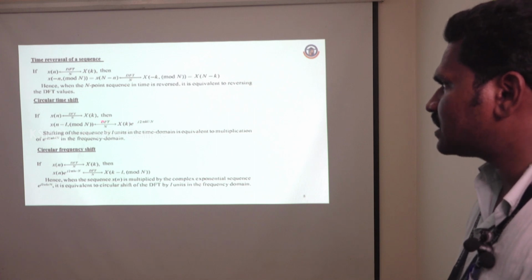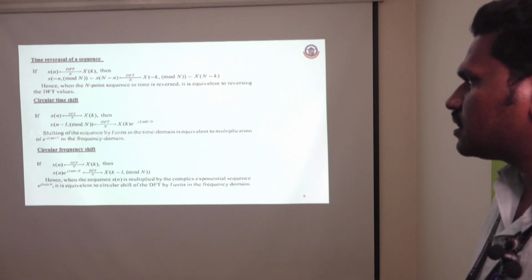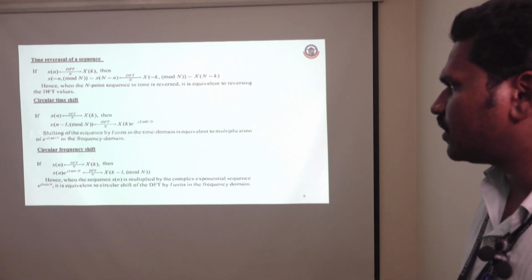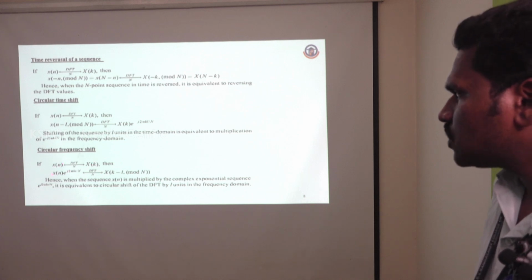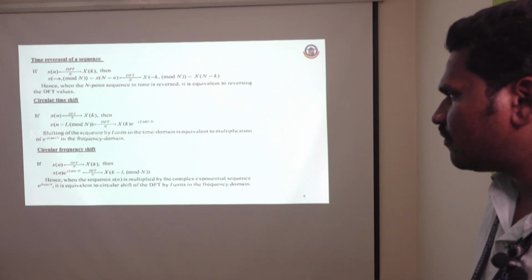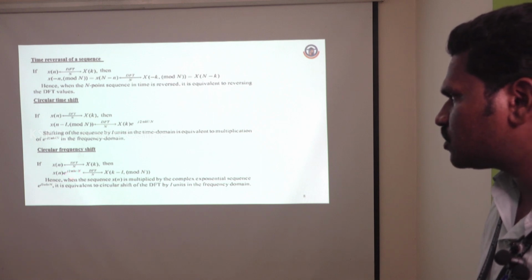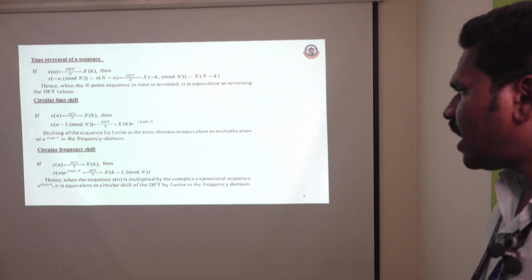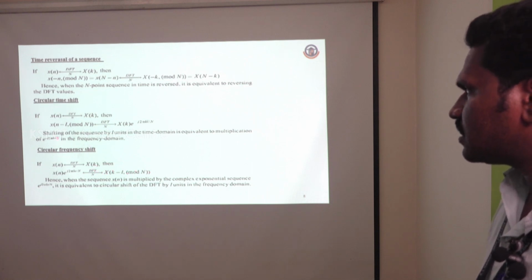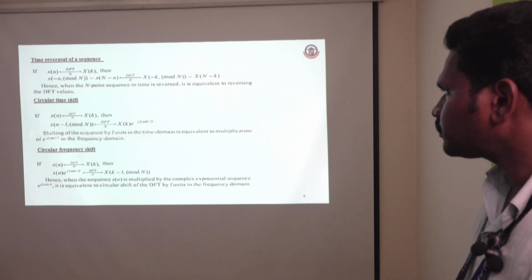Here the modulus operator tends to be e power plus j 2 pi n k by N. So the last one is the circular frequency shift. So what is the circular frequency shift? See that x of n, you can take a DFT, x of k. So from this, x of n is multiplied by e power j 2 pi n k by N. So here the frequency should be shifted, which is equivalently in DFT x of k minus l, modulus of N. So this is called time shift, and this is done to be frequency to be shifted.